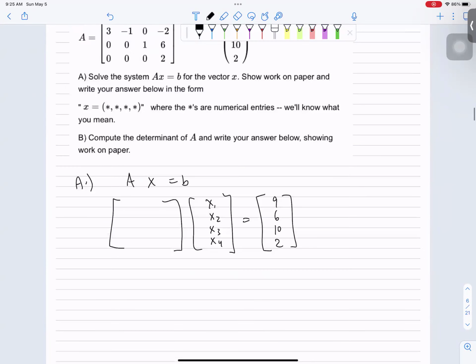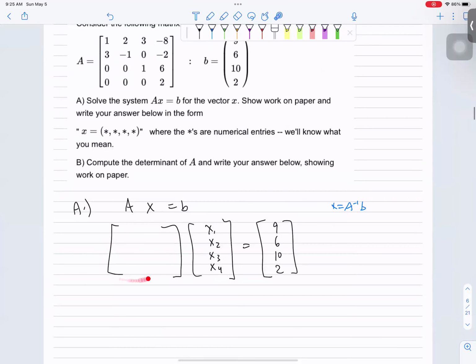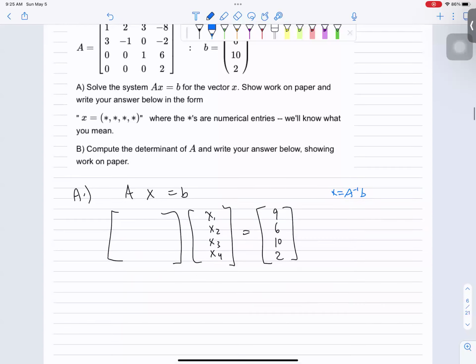Okay, how do we solve this? Well, one way is that you could do X equals A inverse B. But this is a 4x4 matrix. I don't want to find the inverse of that. That's more work. I mean, you could. How would you do it?